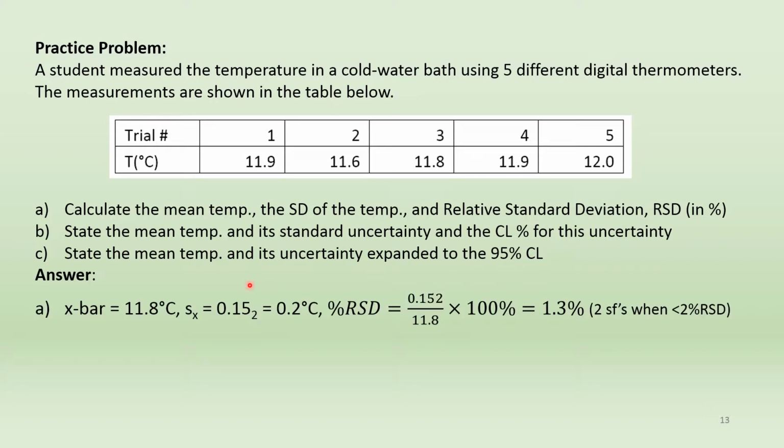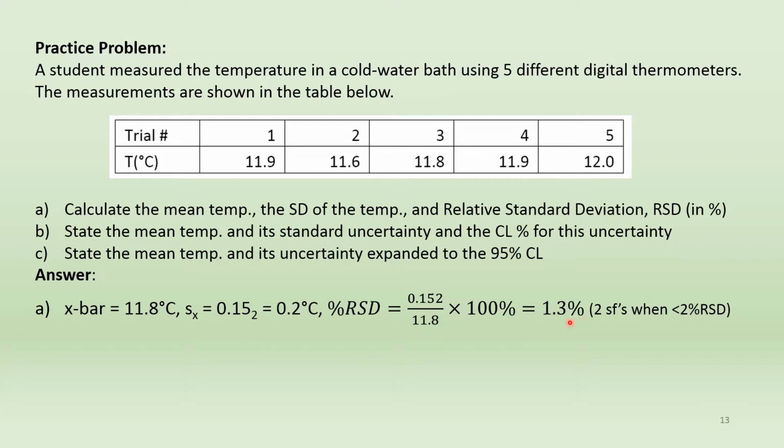All right, so here's how that should work out for you. X bar you would find to be 11.8 degrees Celsius. The standard deviation, 0.152, which rounds to 0.2 degrees C. And the percent RSD is calculated as the absolute standard deviation divided by the mean, 11.8 times 100%, you'll get 1.3% RSD. Now you might ask, how many sig figs should I report in a percent RSD?